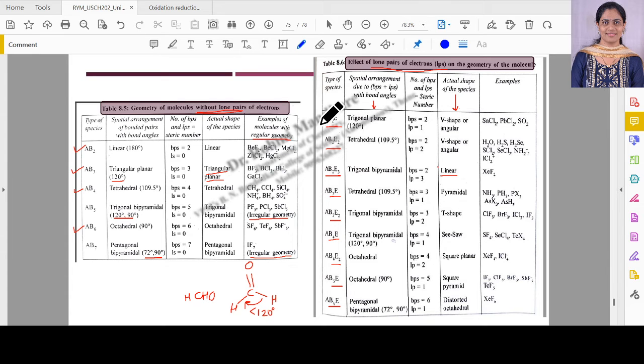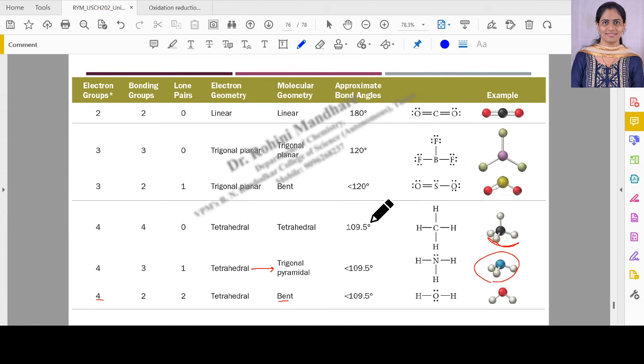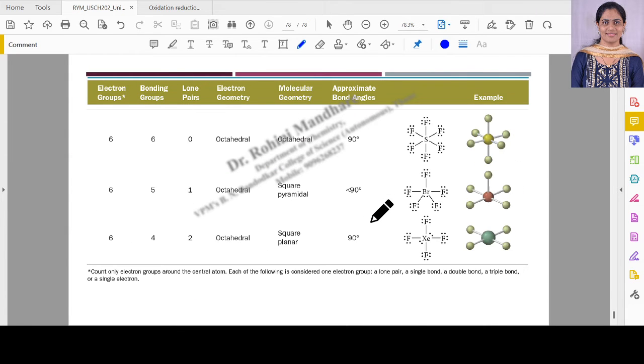Okay, with the introduction of lone pair, how the regular geometry changes to the actual shape of the molecule. You need to write the final shape, the actual shape of the molecule instead of the spatial arrangement. Okay, so this is about the first half of the unit, chemical bond and reactivity. Also prepare for the isoelectronic principle.